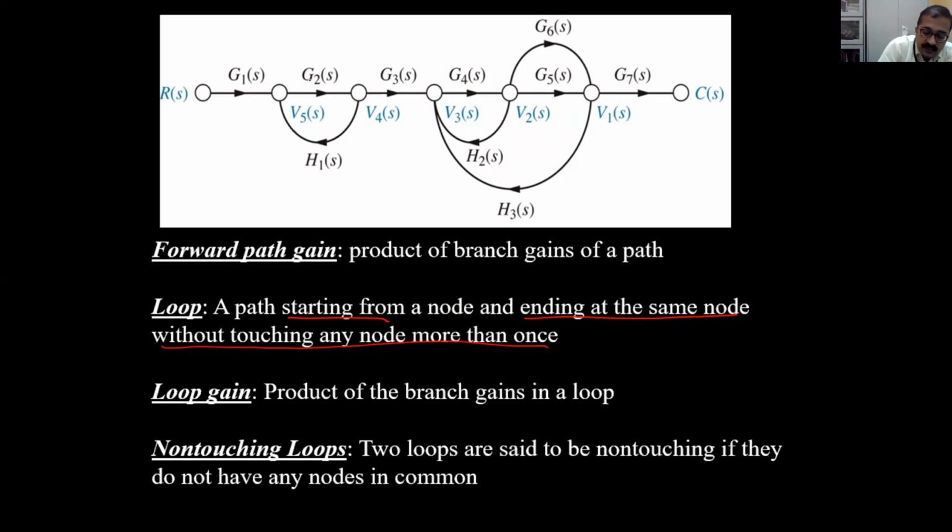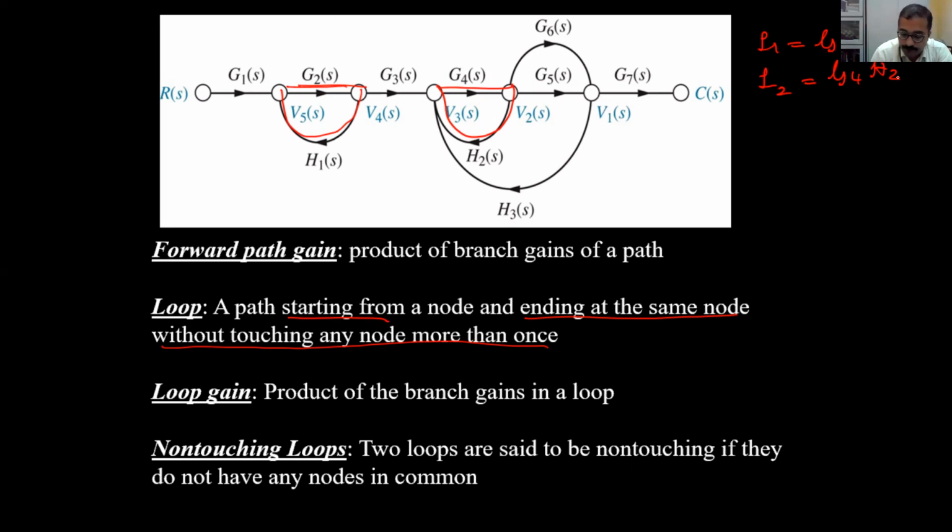One possible loop is, say, this thing. This is one possible loop. So what will be the loop gain? Loop gain will be G2 H1. Do we have any other loops? Yes, this is yet another loop. So loop 2, L2, will be G4 H2.